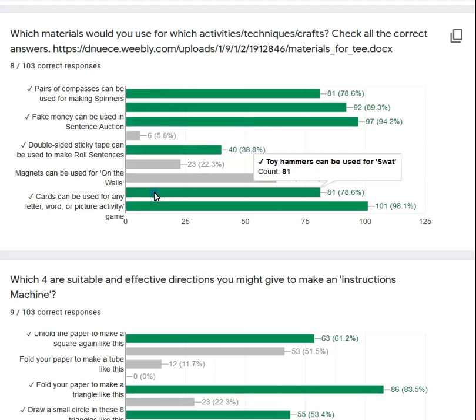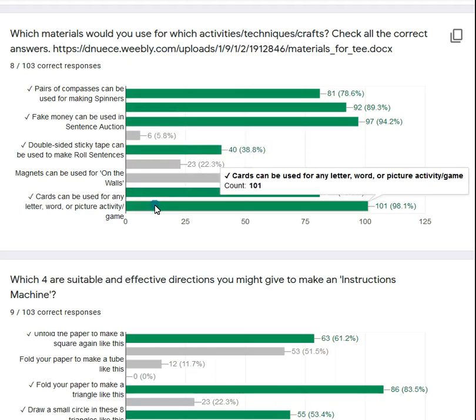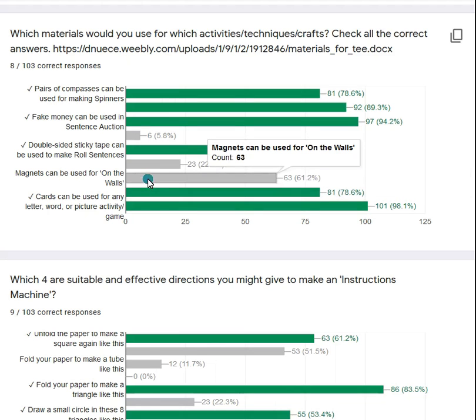Toy hammers or swatters, fly swatters for SWAT. Cards can be used for any things. Magnets, well, I think some of you chose this because you considered on the walls to be on the board. But on the walls means on the walls, as it says on the Weebly. And you're not using magnets on the walls.